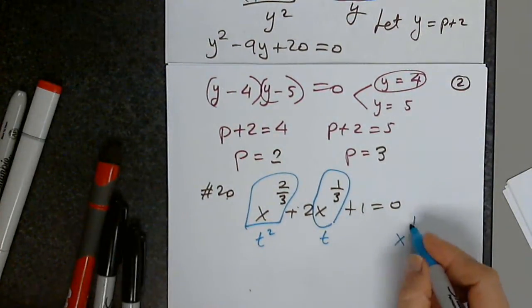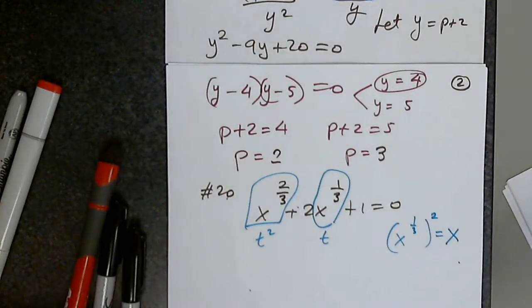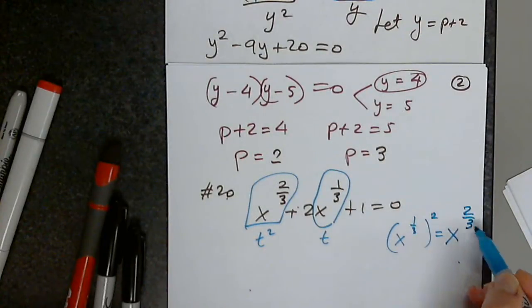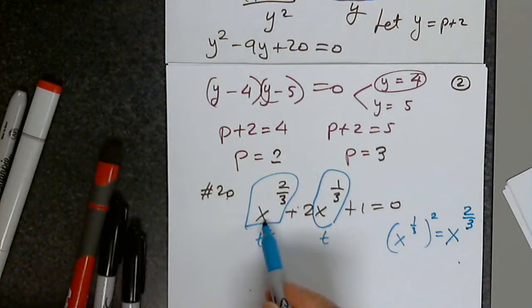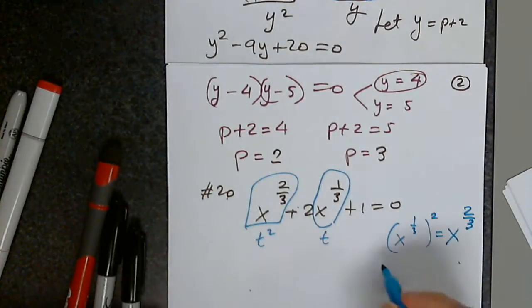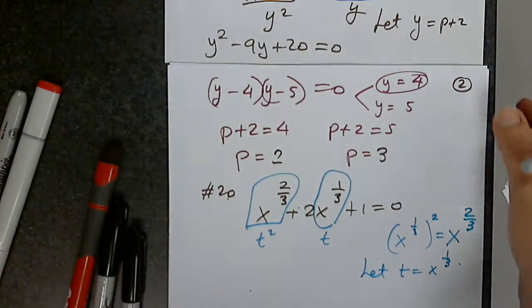But if I square x to 1/3, I copy the base, and I multiply the exponents. 1/3 times 2/1 is 2/3. So this is indeed t squared. So if I denote this by t, this is definitely t squared. So I'm going to say let t be x to 1/3. How do I proceed?